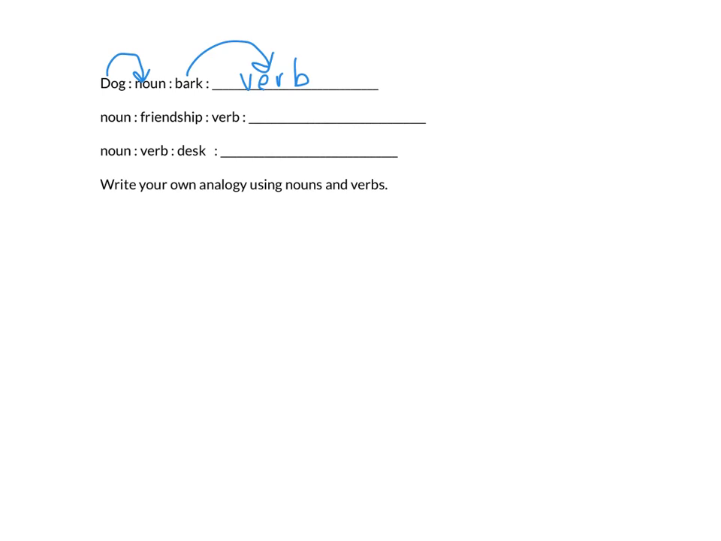The second one, we have noun is to friendship as verb is to blank. So what's the relationship between noun and friendship? Well, friendship is an example of a noun. So what I need in my second analogy, I need an example of a verb. So what do friends do? Maybe they hug. So noun is to friendship as verb is to hug.